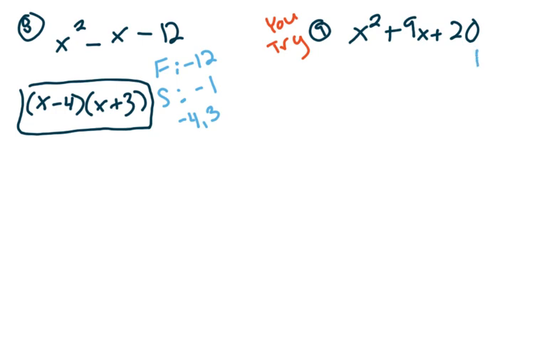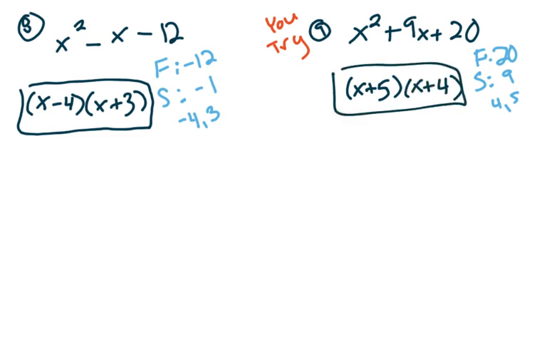All right, so for this one, it should have been factors of 20 that have a sum of 9, which should have given you 4 and 5. So you should get x plus 4 and x plus 5. Now the order of your parenthesis does not matter. So plus 5 and plus 4 is the same thing as if I had 5 and 4. It's just the signs. So they're both positive, so they both need to be positive.